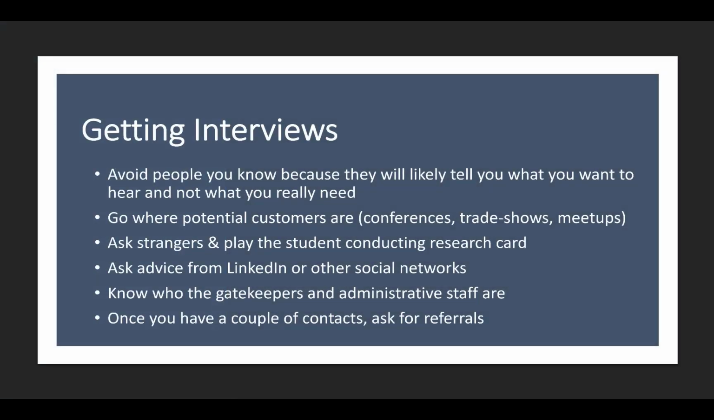So now that you know the importance of marketing research, how do you get interviews? Don't ask mom because she probably is your #1 fan and will think anything you do is great. So ask people who can give you honest feedback. Go to where potential customers are, like conferences, trade shows, meetups. Ask people you don't know for their opinion and play the "I am a student conducting research" card. Ask advice from people on LinkedIn or other social networks.